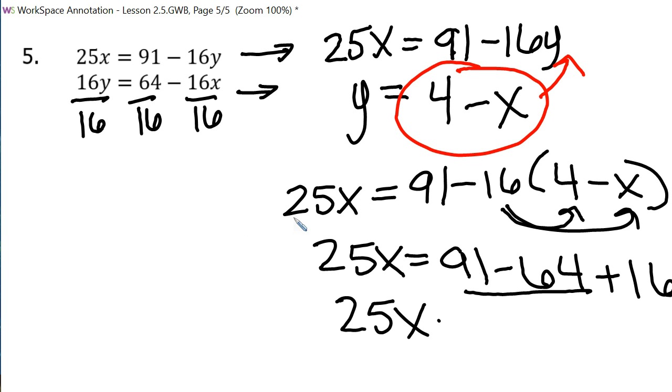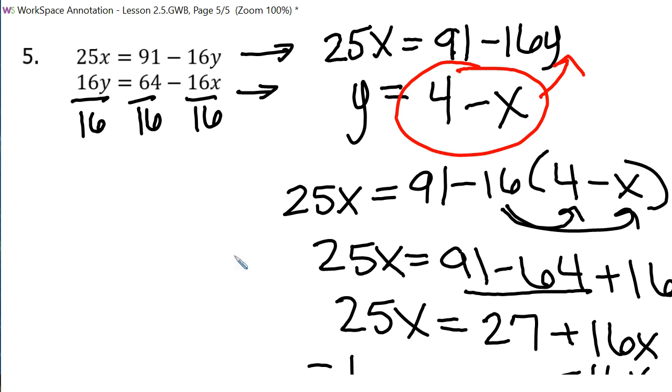Next thing would be to collect your like terms. What is 91 minus 64? 27. X is on both sides. Which x should I move? The smaller one, the 16x. So subtract 16x from both sides. What is 25x minus 16x? 9x equals 27. Divide both sides by 9, and what does x equal?